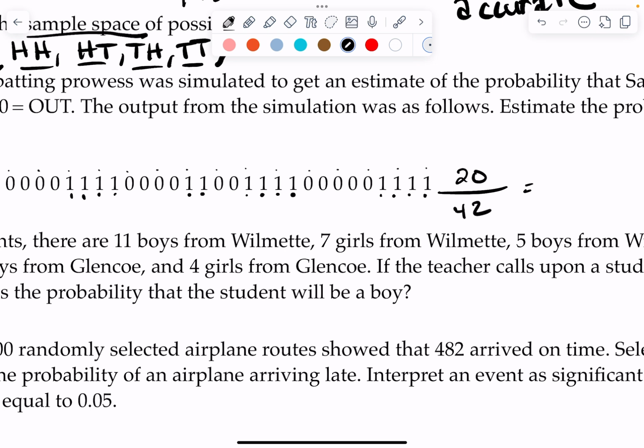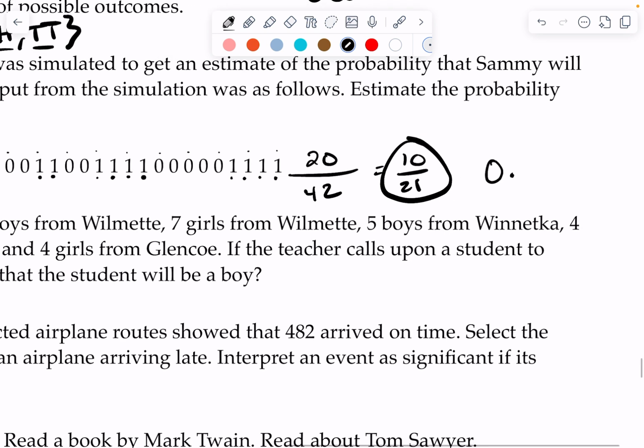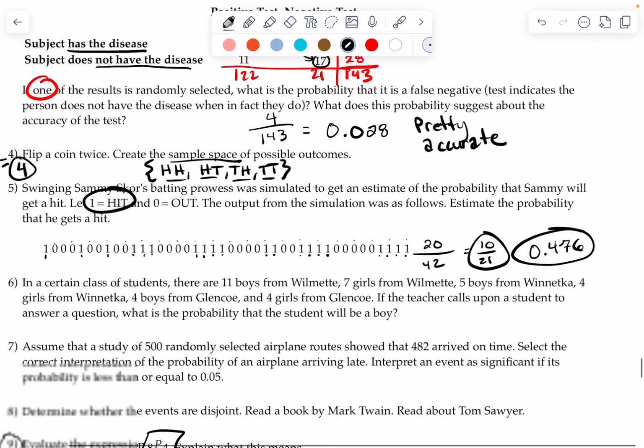20 over 42, which is 10 over 21, which is a little less than 50%. 0.476, or 47.6% is his hit score.